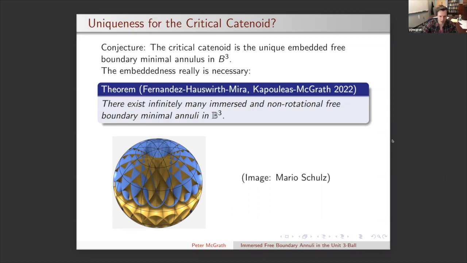He's put a lot of work into this, and this is a picture of a computer rendering of one of these free boundary immersed annuli. I'll get a little bit later in the talk to describe it. Obviously, you can see there are some symmetries here, so I'll discuss that in a little bit more detail later. But in short, these can look quite complicated.